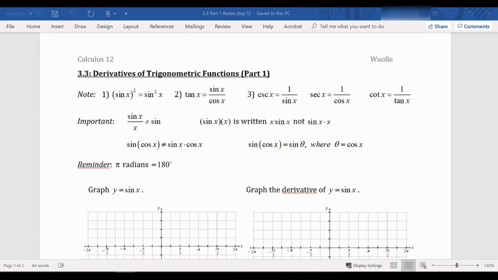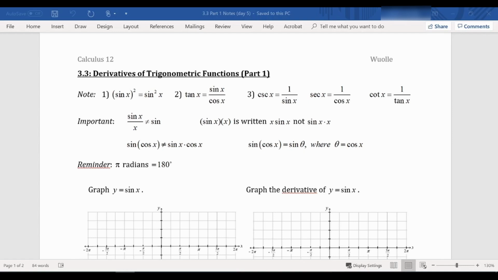Also, if you have sine and then a cosine x inside, you cannot distribute that sine inside. This means that you have a cosine x value that has all been plugged into sine. Also, a reminder that pi radians is 180 degrees. So this first page, we're just going to be going through and finding out why the derivatives of sine and cosine are what they are. You will not need to replicate these diagrams, but this is just so that you're not taking my word for it and you can actually see how they're developed.